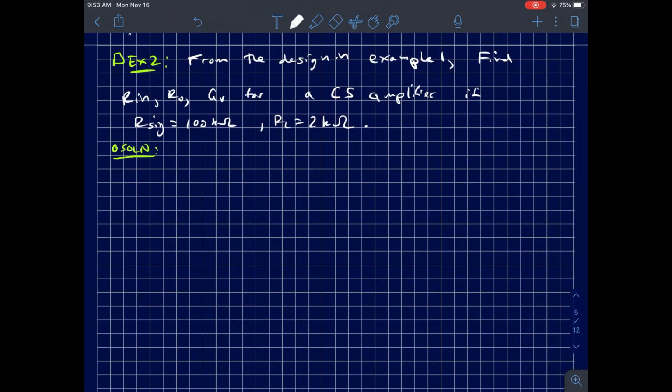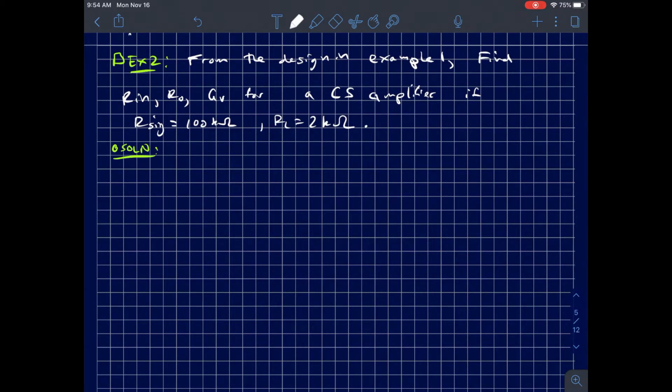From this example, we can move to example 2. In this example, I ask you, based on the design in example number 1, find the input resistance Rin, the output resistance Ro, and the overall voltage gain from the signal source to the output with a load attached for a common source amplifier if Rsig is 100 kiloohms and RL is 2 kiloohms.